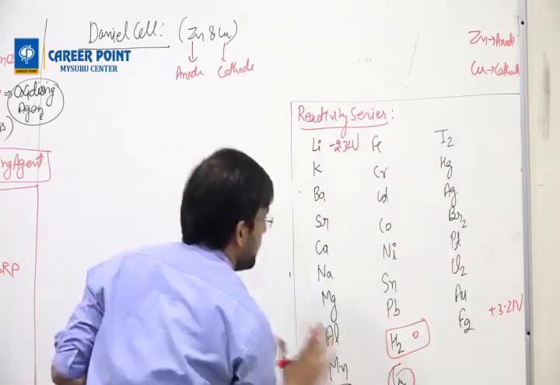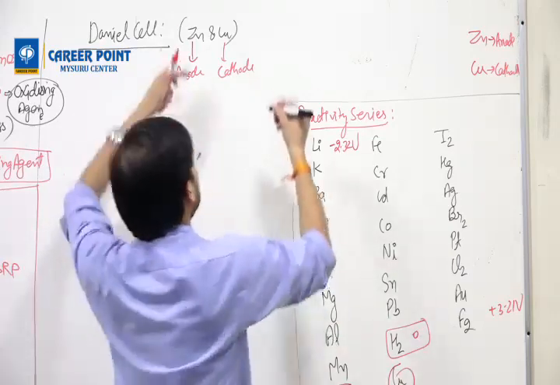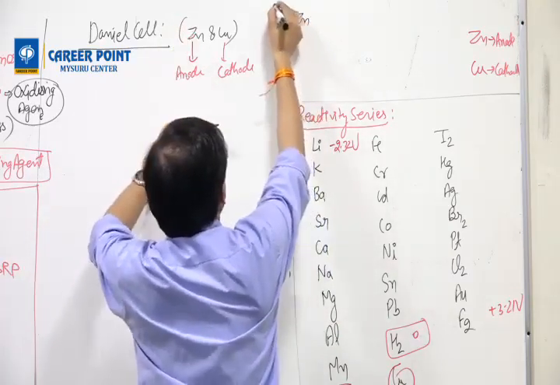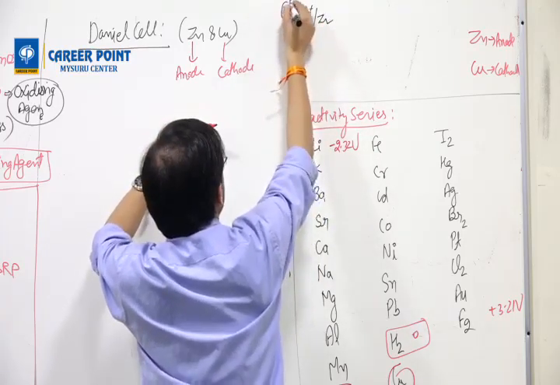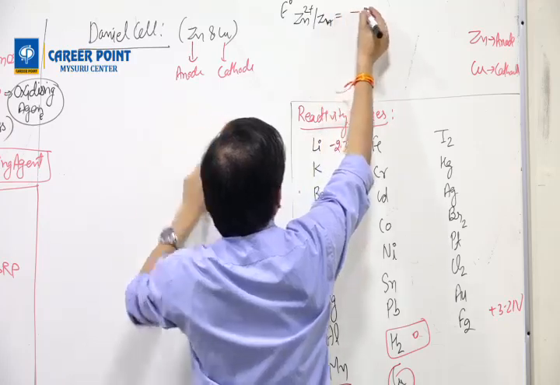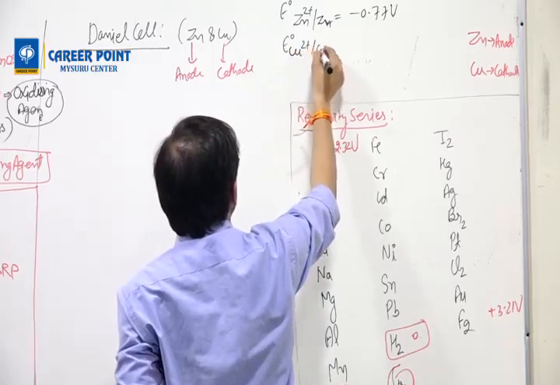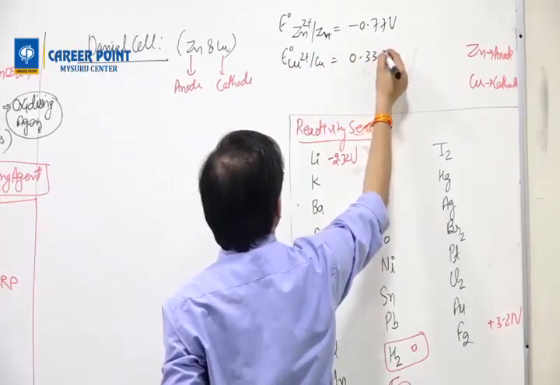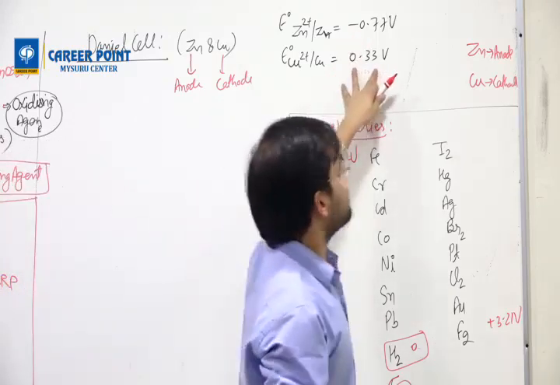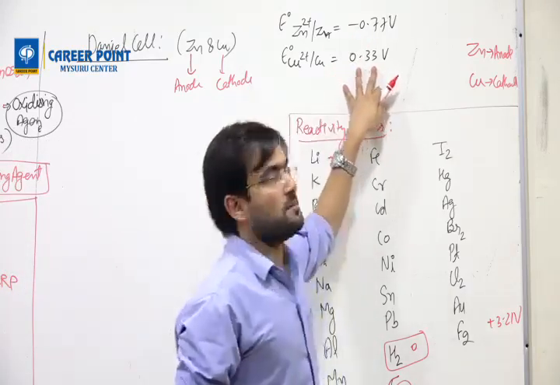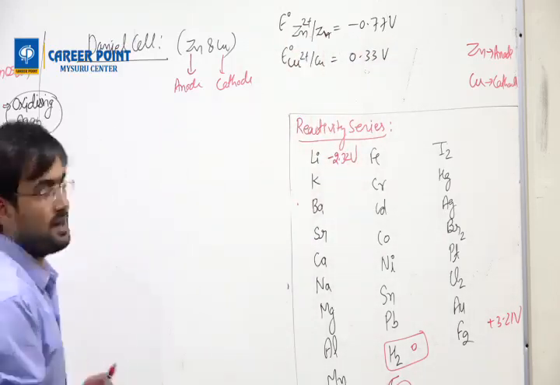This is with the help of the electrochemical series, if you have memorized it. But if you have not, then you need some values. E naught of Zn2+ to Zn is minus 0.77 volts. E naught of Cu2+ to Cu is 0.33 volts. If you compare these two, whoever has more SRP becomes cathode, whoever has less SRP becomes anode.